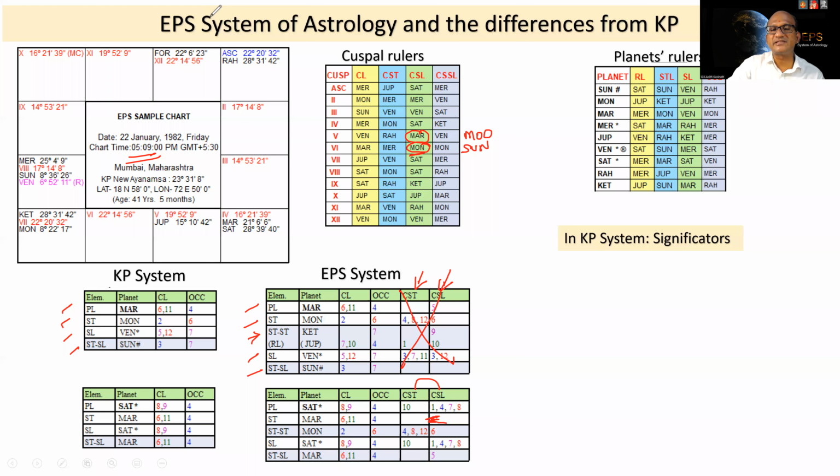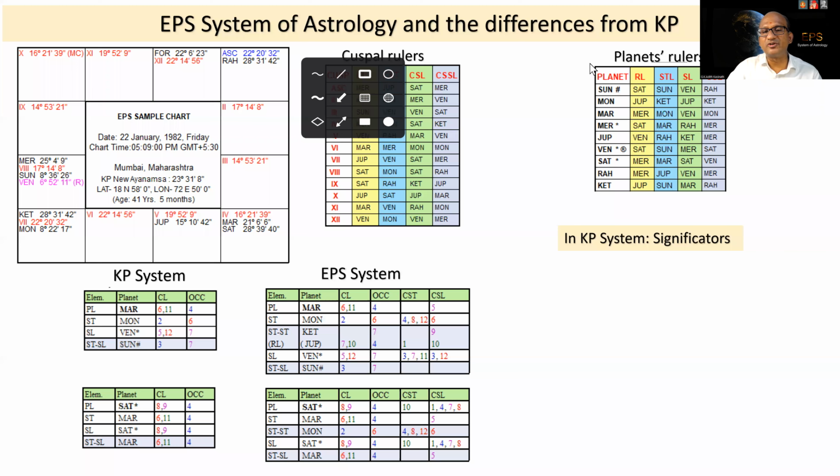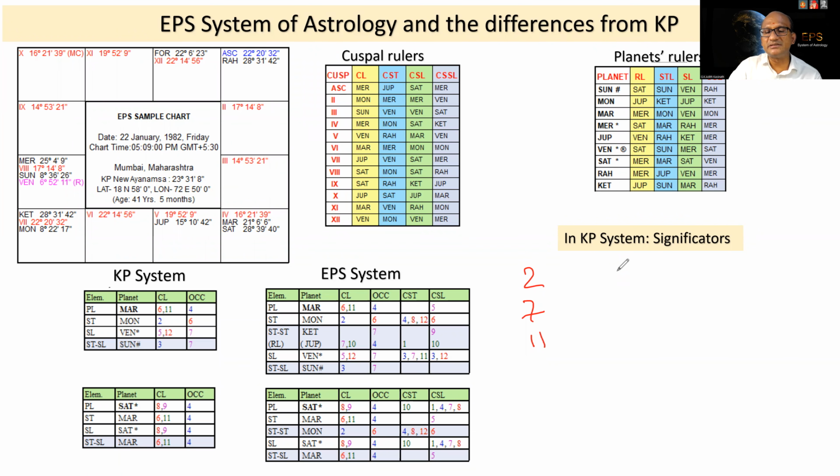Another point is to know the significators. In KP there is a term called significators. Significator means we take the planets that signify the houses. For example, for marriage, we take the second house, the seventh house and the 11th house, and which planets are signifying 2, 7 or 11. How to take it? We use the term fourfold significators. What are the fourfold significators in KP? We take A, B, C, and D significators.